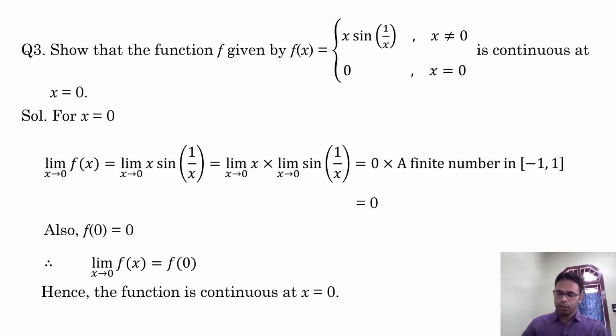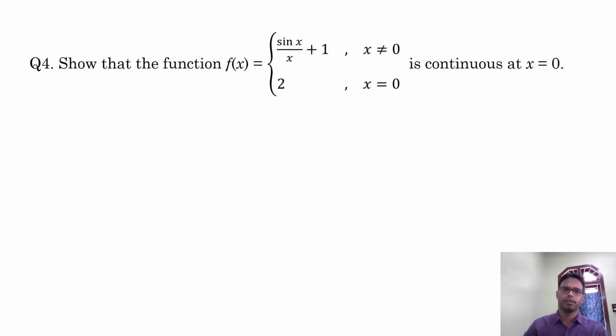So let me take the next question, number 4. This is our question. Show that the function f(x) is equal to sin x over x plus 1 whenever x is not equal to 0, and 2 whenever x is equal to 0, as in the previous question. This function should be proved continuous at the point x is equal to 0. So we should solve this question also as done in the earlier question, using exactly the same process.